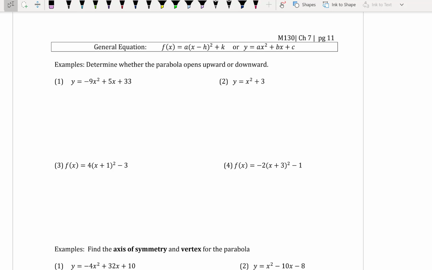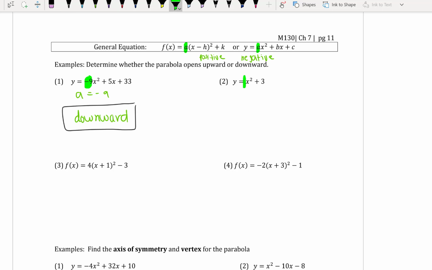Here, it says determine whether the parabola is opening upward or downward. Remember, upward means it's going to be a positive parabola, and downward means it's going to be a negative parabola. It really comes down to that leading coefficient: is your a positive or negative? Let's look at number 1. I can see that my a value is equal to negative 9, so I'm going to say that this is going to open downward, since this is a negative parabola.